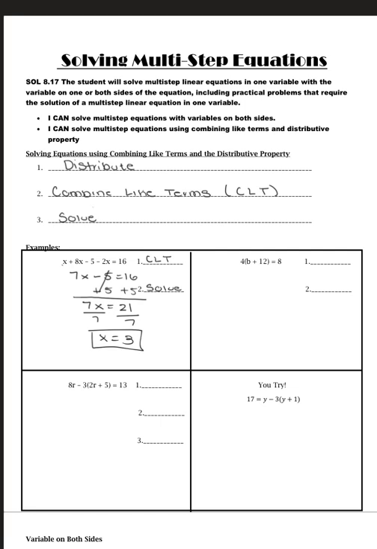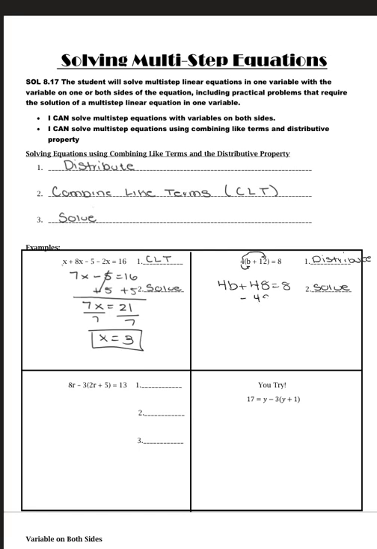All right. For the second one, I have 4 times b plus 12. So my first step is I'm going to distribute my 4 to my b and distribute 4 to 12. 4 times b is 4b. 4 times 12 is 48, and that is all equal to 8. So here I had to distribute first. And then step 2 is to solve.